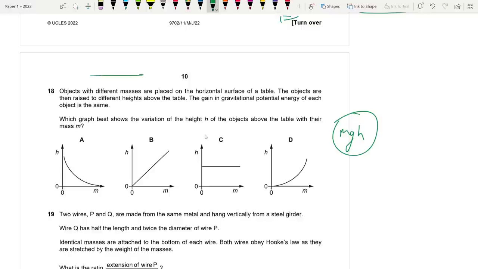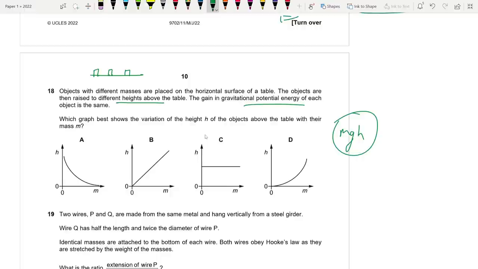So this is the table. Objects with different masses are placed here. Then they are raised to different heights above the table. The gain in GP of each object is the same. Okay? So the gain in GP is the same even though the heights are different.